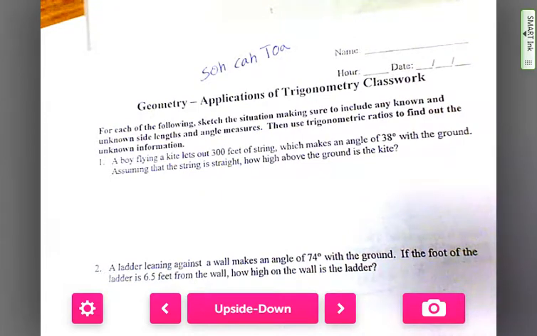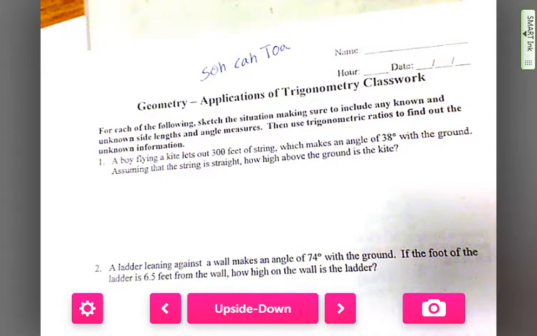Okay? A boy flying a kite lets out 300 feet of string, which makes an angle of 38 degrees with the ground. Assuming that the string is straight, how high above the ground is the kite? Okay, so for all of these, we know we're going to draw what kind of shape? Right triangles. We just have to figure out what side or whatever they're talking about.